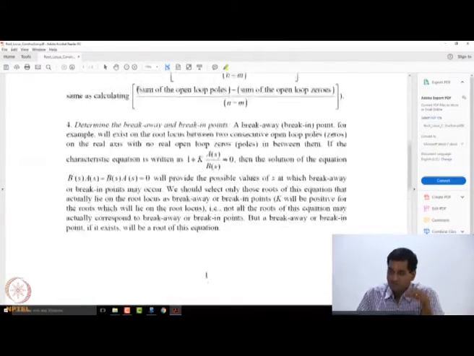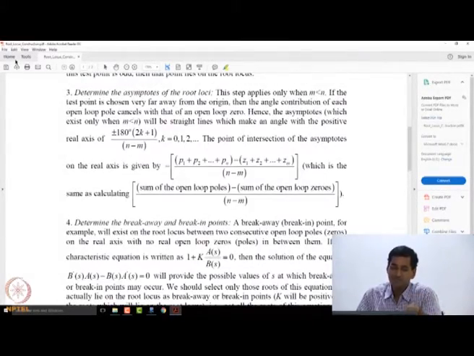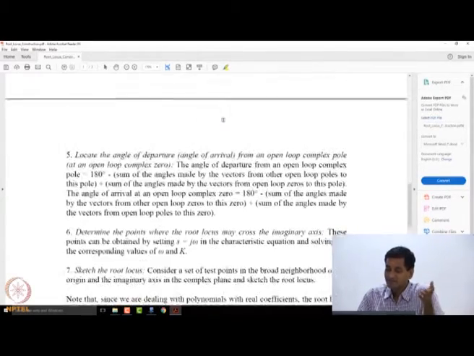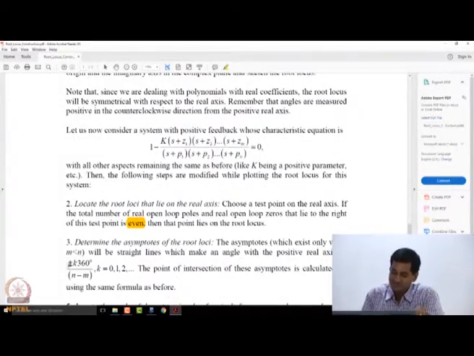Now, let us go to the third step. The third step is to determine the asymptotes. Obviously, the angle of the asymptotes depends on the angle condition. So, what was the angle of asymptotes? Plus or minus 180 times 2k plus 1 divided by n minus m. That now changes to plus or minus 360k. So, that is the change which comes about.